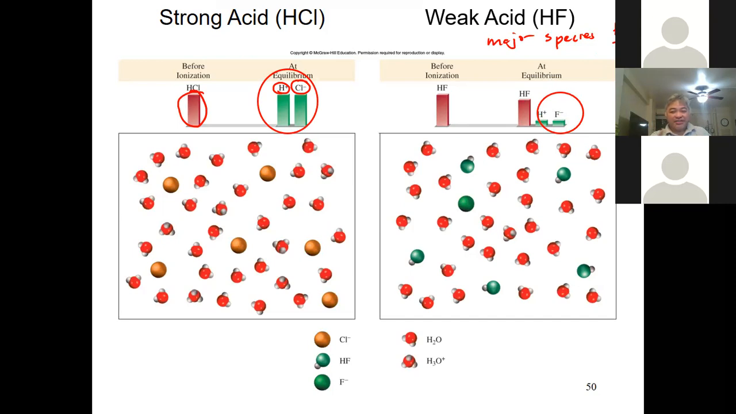Now, based on this concept, the next thing that we're going to do: how are we going to determine the pH of a strong acid, strong base, weak acid, and weak base? Anong basis ng pH natin? Anyone? Ano yung kailangan natin malaman if we are asked for the pH?